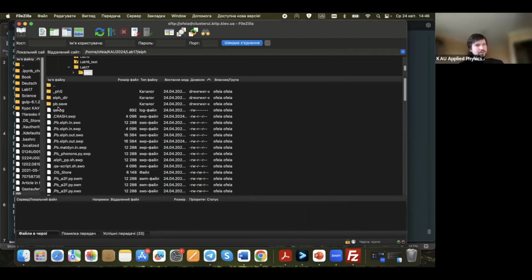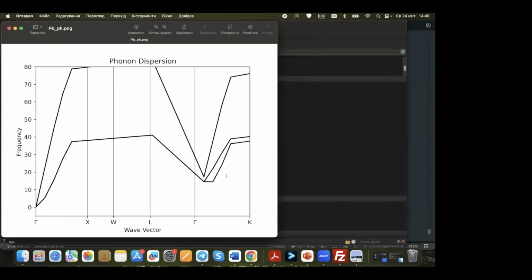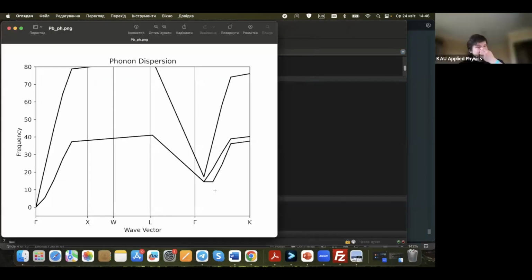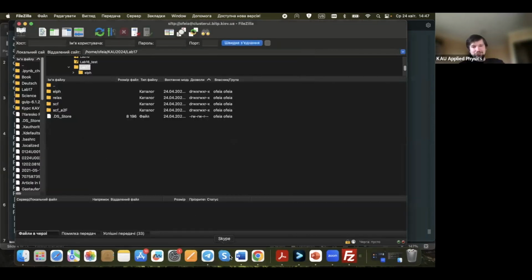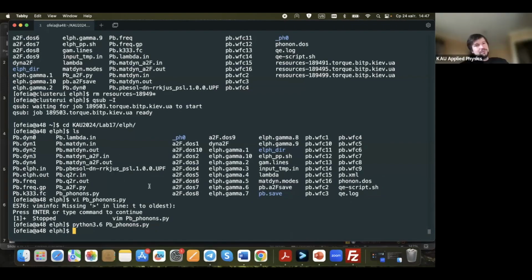Maybe we had to use more k-points, like 999. Maybe it was not enough. Maybe yesterday I used 18, 18, 18, and now I thought that maybe 999 would be better. No, I think that it's still not right. Okay, let's see what will happen with A2F, if this will be okay.